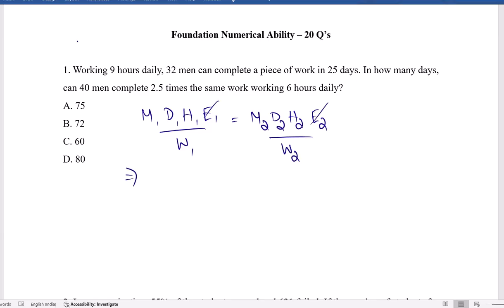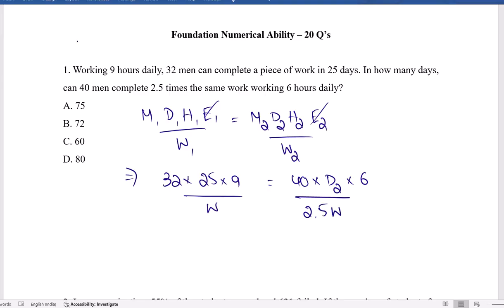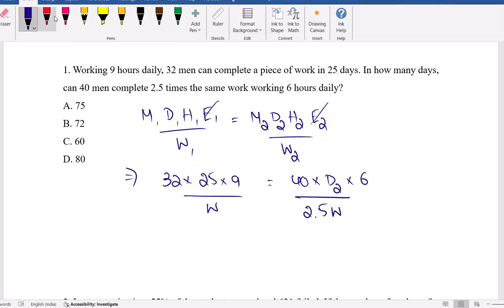Now, how many members in the first group is 32? They are working for 25 days, 9 hours daily. They did certain work. Whereas here, 40 men are working. How many days is what we have to calculate? 6 hours daily. Another work is 2.5 times of that previous. The previous work is the 2.5 times of that. Right.